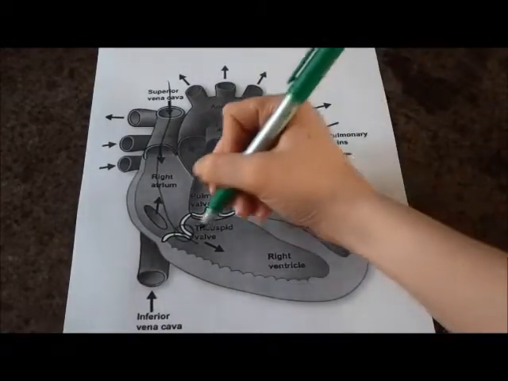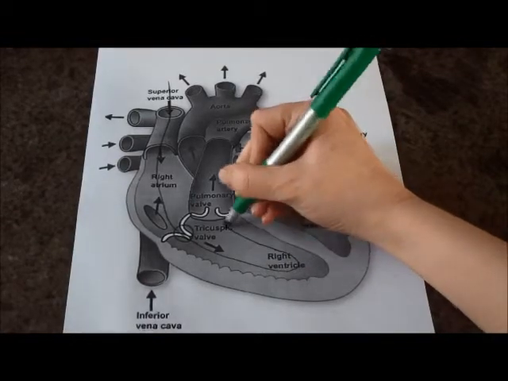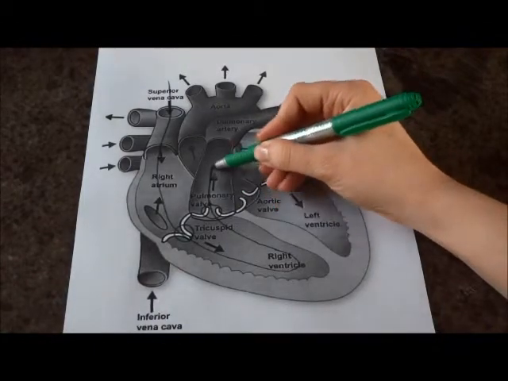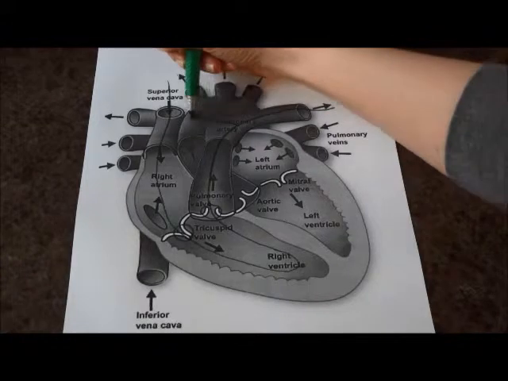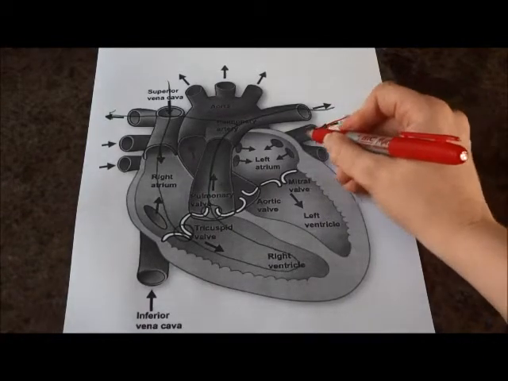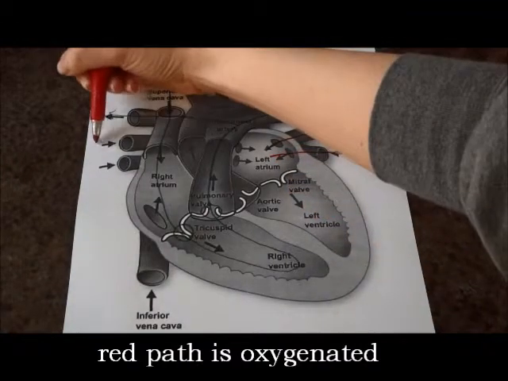After passing through the right ventricle, the deoxygenated blood will pass through the pulmonary valve and into the pulmonary trunk, which branches into the pulmonary arteries. These transport the deoxygenated blood to the lungs. When the blood returns to the heart from the lungs, it is now oxygenated. The blood then enters the heart through the pulmonary veins, which drain into the left atrium.